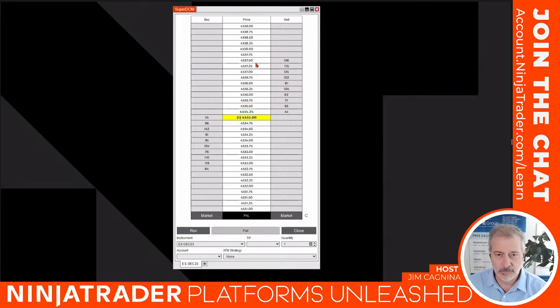And then you also have this little C button on the lower right, which also stands for center. It centers the last traded price. You click on that, it'll center the last traded price, right? And you could automate this or not, and I'll show you how to do that in a second.